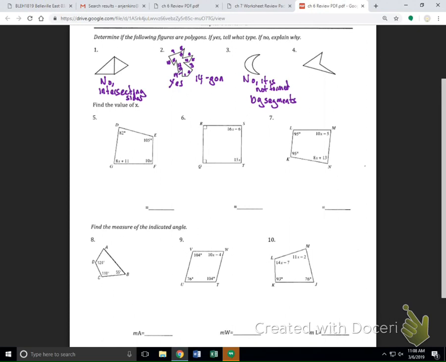Okay, number 4. And how many sides do we have? 4. So what do we call a 4-sided shape? Oh, be careful. That's a specific kind. A more general term for a 4-sided shape is quadrilateral.